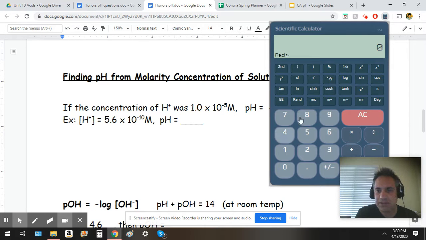On your calculators, you're probably going to type in as you read it: negative, then log, and then the concentration. But on this calculator, I kind of have to work backwards. I type in the concentration 1.0 EE, so times 10 to the negative 5.